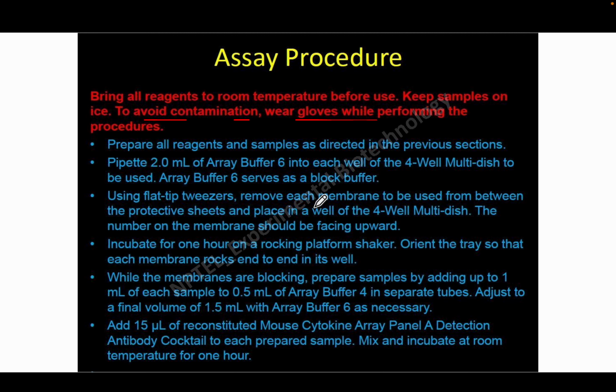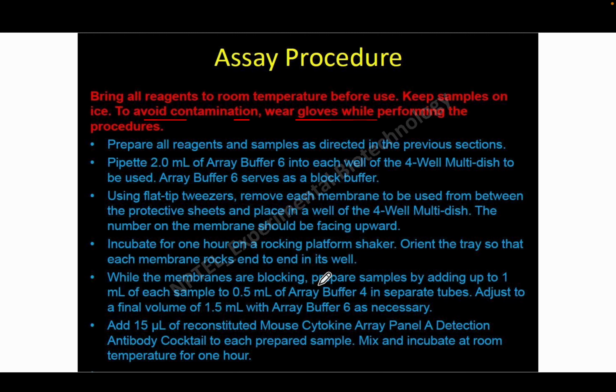Using flat tip tweezers, remove each membrane to be used from between the protective sheets and then place it in a well of the 4 well multi-dish. The number of the membrane should be facing upward. Incubate for 1 hour on a rocking platform shaker. Orient the tray so that each membrane rocks end to end in its well.